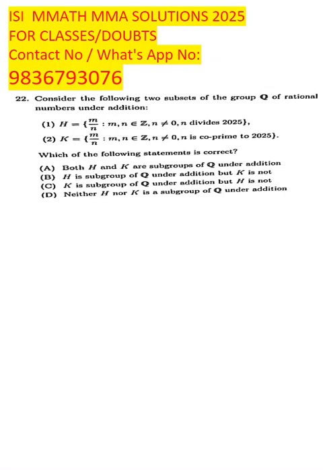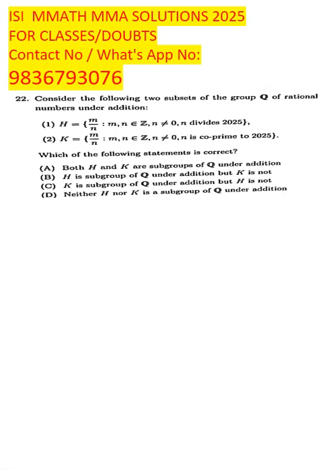Dr. Sourav sir classes, and today we are solving ISI M.Math MMA Solutions 2025, and here we are at question number 22 in the series. So let's solve it out. Here we are being given, we will set the definition. So H is m by n, and n divides 2025, and K is n co-prime to 2025.